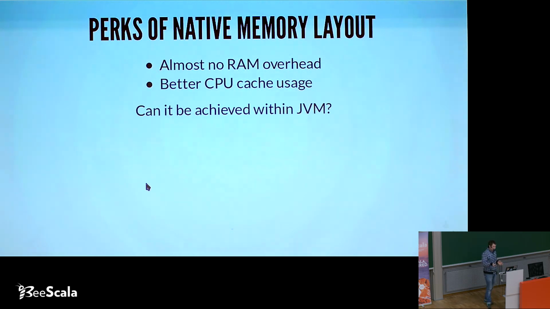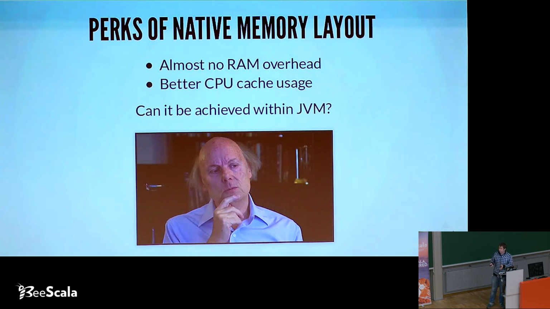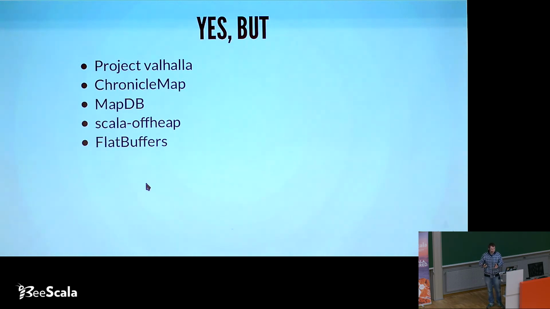Because we're on a Scala conference. And the answer is yes, but there are multiple projects doing similar things, but all of them have some problems with this. So the first one is Project Valhalla. It's an experimental project to have value classes on top of the JVM. As far as I remember, it's not planned to be released on Java 10, so it's maybe for a future release. I don't know well when it will be available.